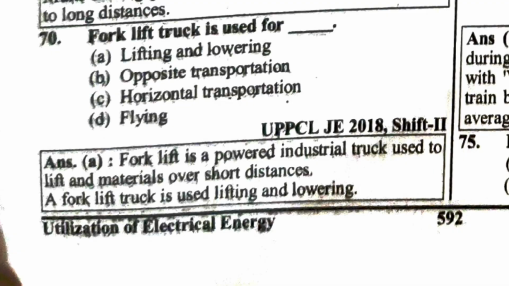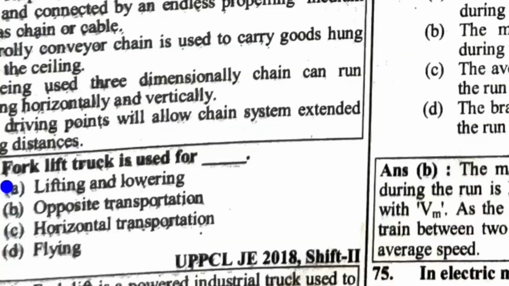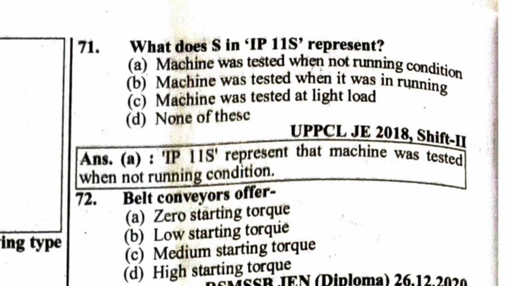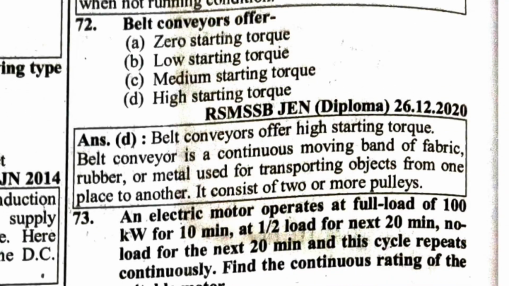Forklift truck is used for lifting and lowering. Next है, what does S in IP11S represent? S represents machine was tested when not running condition. Belt conveyor offers high starting torque.